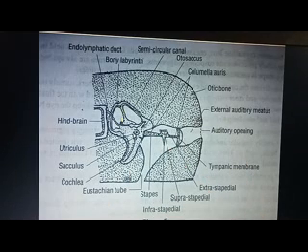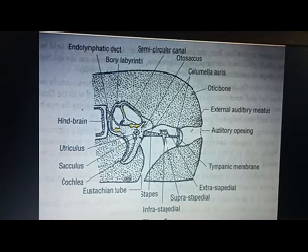Whether it is a vertical canal or a horizontal canal, at one end of the canal they all have a small expanded structure. This is called an ampulla. The expanded structure at one end of the semicircular canals is called an ampulla.